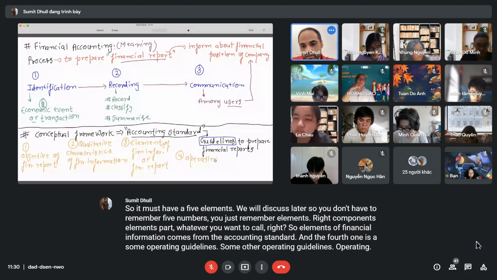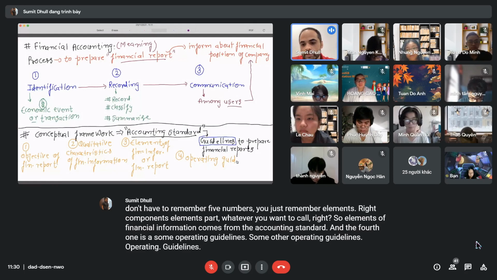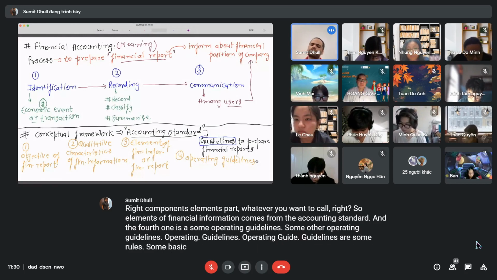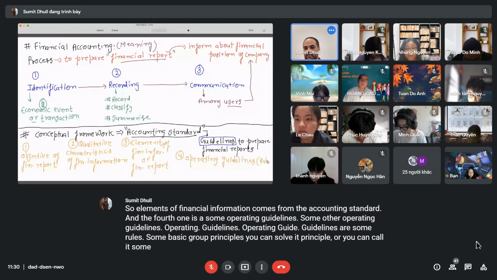Operating guidelines. Operating guidelines are some rules, some basic principles. You can call it principle, or you can call it some rules if you like. Some basic rule, you must know that.